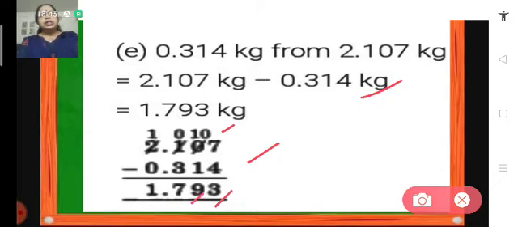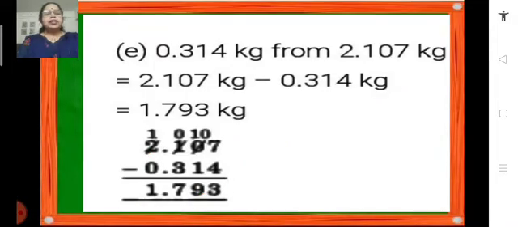Now, we are left with 0 in the tenths place. So, 0 minus 3 cannot be done. So, we borrow 1 from the ones and it becomes 10. So, 10 minus 3 becomes 7. Then we put the decimal point, move on to the ones place. 1 minus 0 becomes 1. So, the answer we get is 1.793 kg.